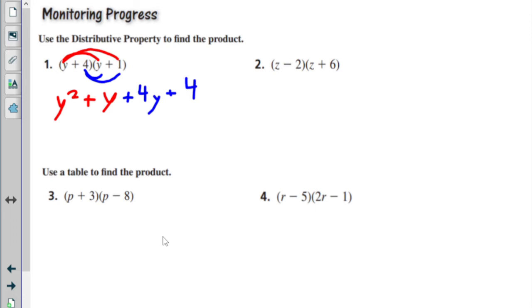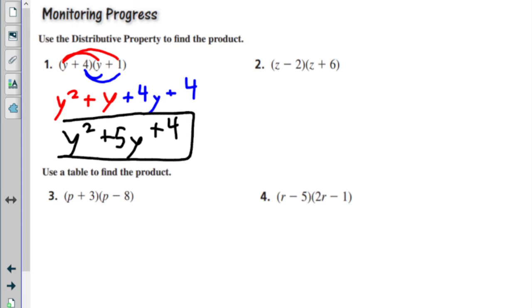Then we can take all of our pieces and put them together. So I still have a y squared here, doesn't go with anything else. I still have a plus 4 here at the end, doesn't go with anything else. But I do have a positive y plus 4y. Remember that the positive y is a 1y. So I have a 1y plus 4y is 5y. And there's our answer.